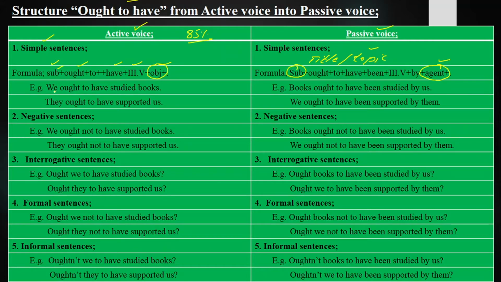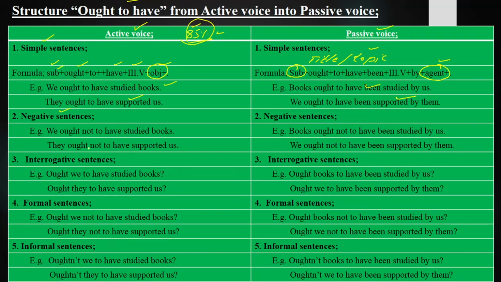The first example for that: we ought to have studied books. Books ought to have been studied by us. They ought to have supported us. We ought to have been supported by them. It gives the meaning of must have and should have, but here it is between them. It is more stressable than should have and less stressable than must have, and that is 85%. That percentage I told you, you won't find in any book, but that is to clear your concept, to get the sense of how you are going to use them in your sentences.